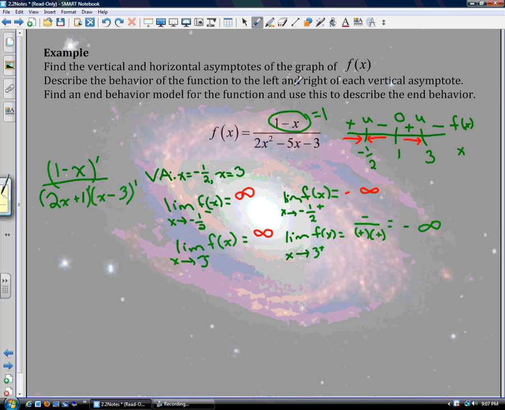Next up, that was my vertical asymptotes and my limits from either side. Now we need to find an end behavior model for the function and use this to describe the end behavior. Hopefully I gave you guys enough room to do this.